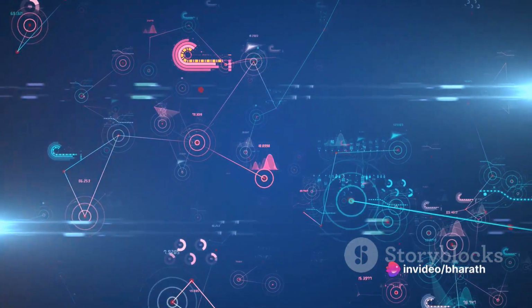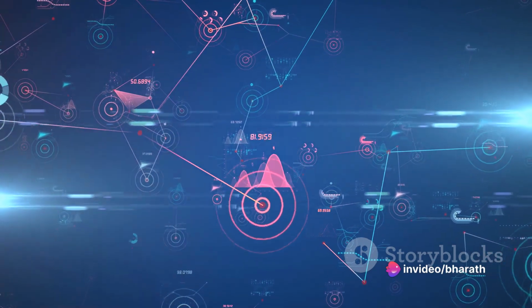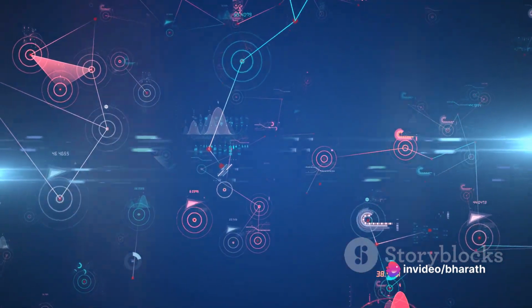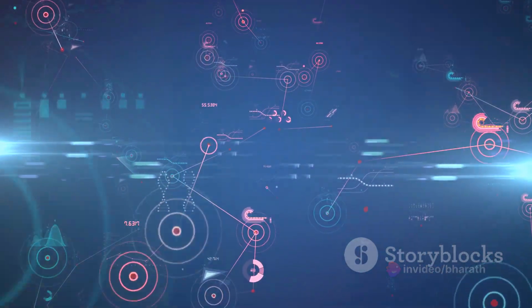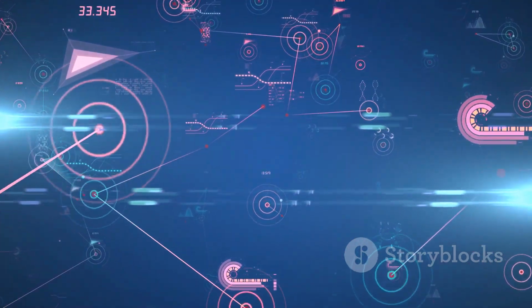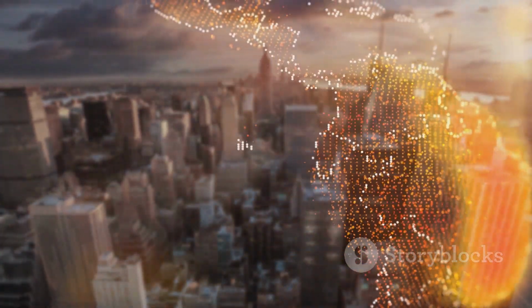Next, we have time series databases. These are optimized for handling time-stamped data, such as data generated by IoT devices or financial transactions. InfluxDB and OpenTSDB are examples of time series databases.